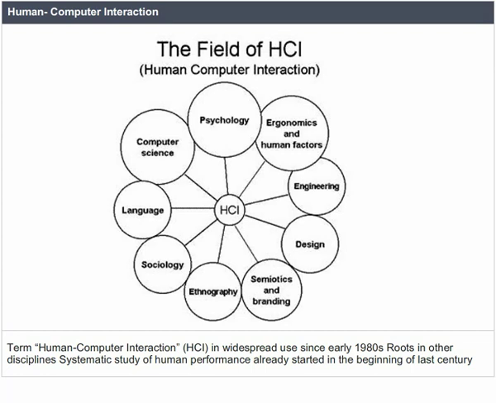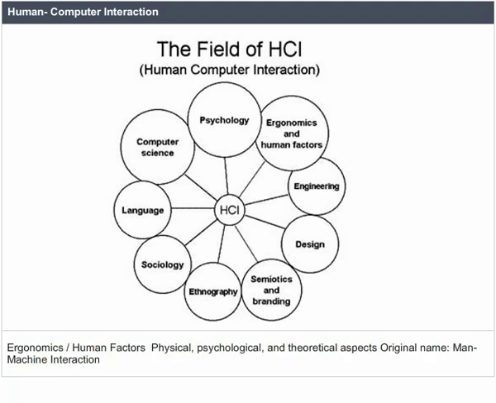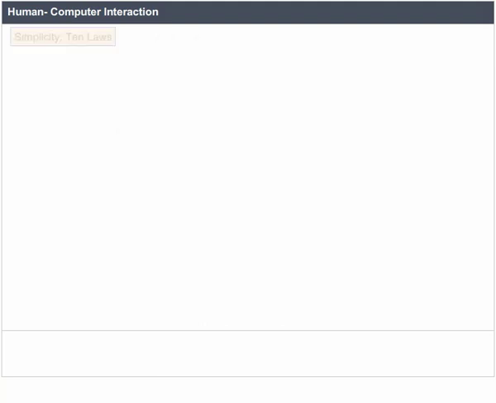Human-computer interaction. The term human-computer interaction (HCI) has been in widespread use since the early 1980s. Roots in other disciplines. Systematic study of human performance already started at the beginning of the last century. Ergonomics or human factors: physical, psychological, and theoretical aspects. Original name: man-machine interaction. Simplicity, 10 laws.